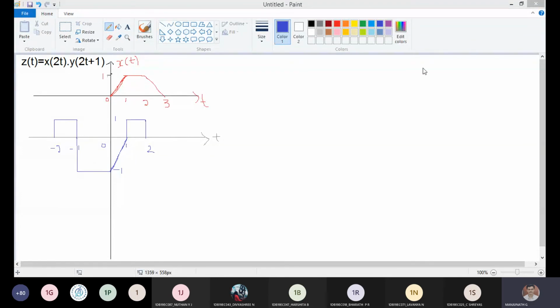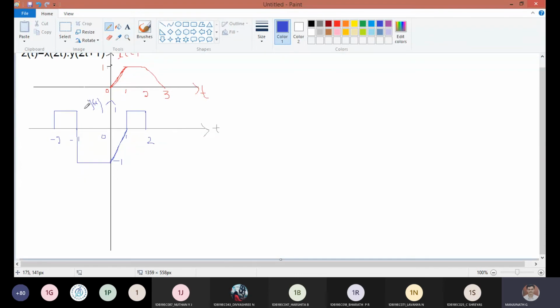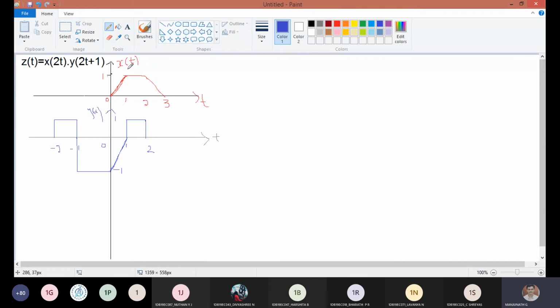Is it visible? Y of t? Yes, sir. Everyone? Okay. So this is the thing they have given, and I want you to perform this operation. Everything is known now. The ultimate answer is multiplication, so just go step by step. x of t is known. For this x of t, you perform 2t, meaning compression by 2. It means you have to divide the signal by 2, so the x-axis you divide by 2.